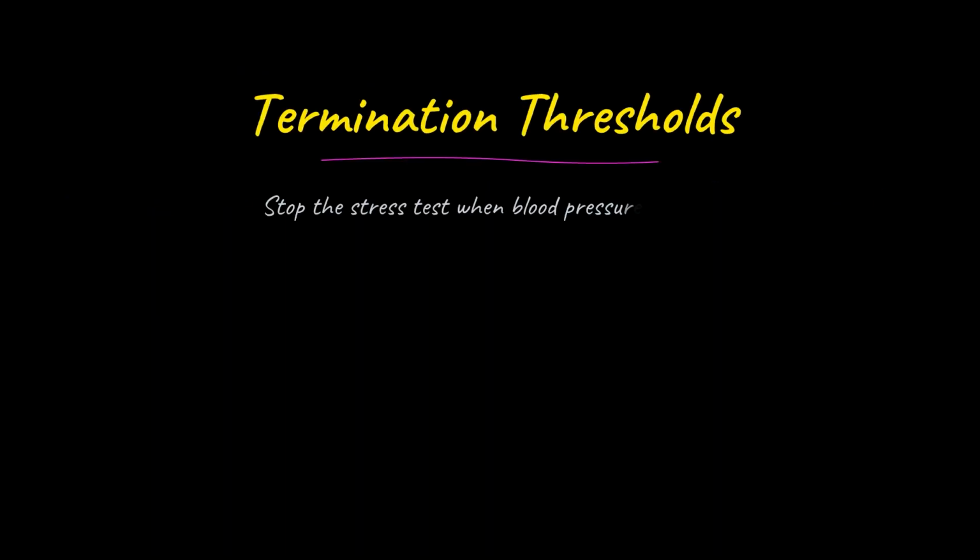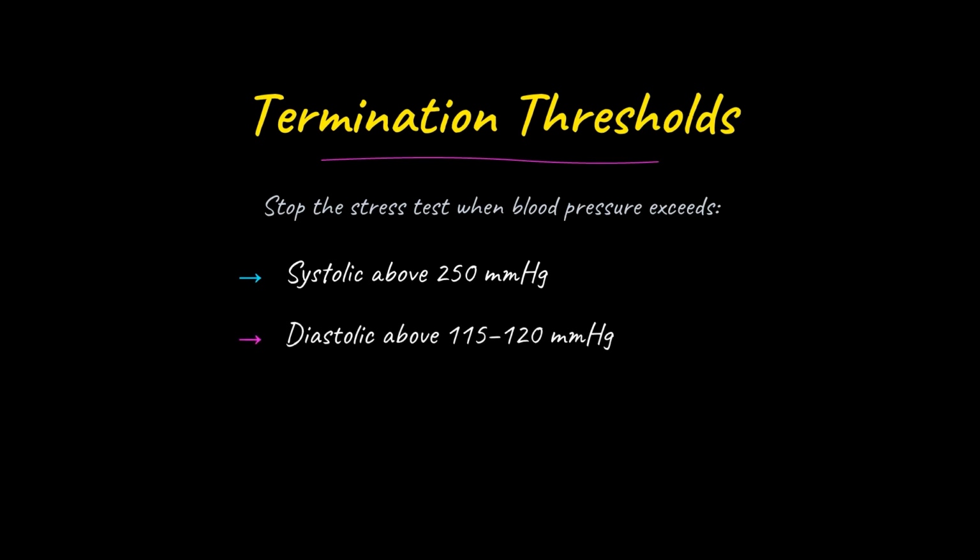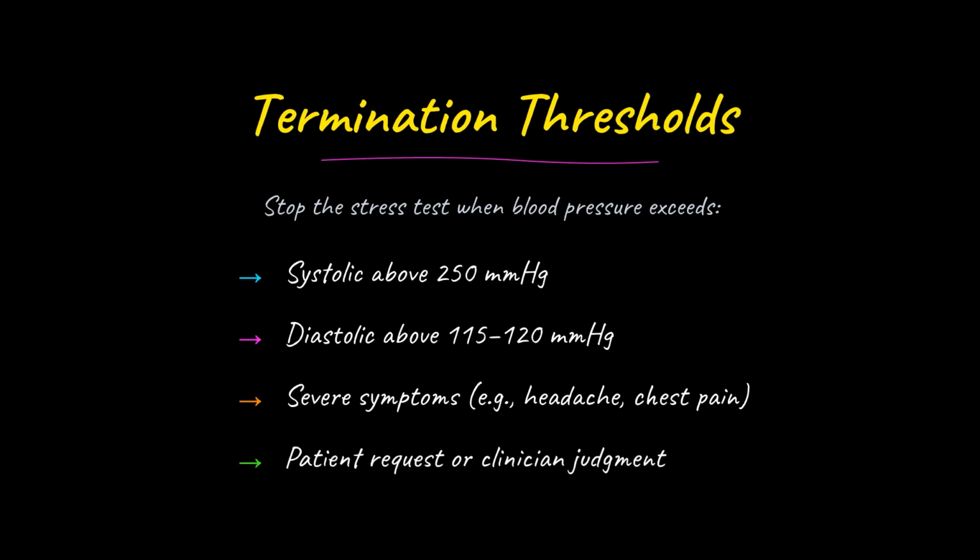The American Heart Association defines specific termination thresholds. The key numbers are a systolic above 250 or a diastolic above 115 to 120. Severe symptoms, significant arrhythmias, and ST changes are among the other official stop criteria.